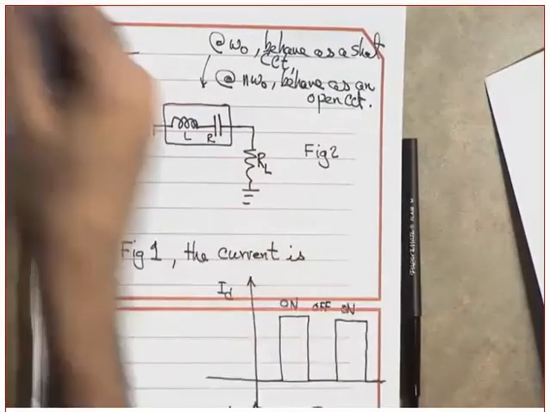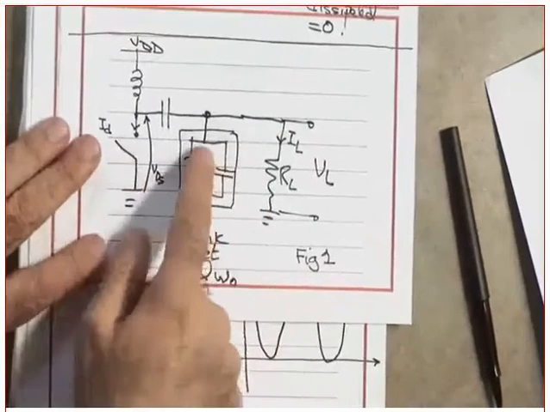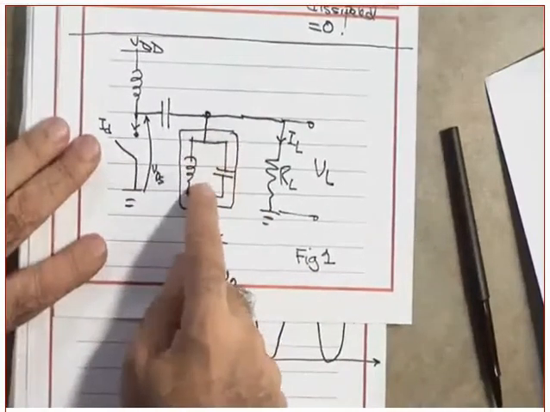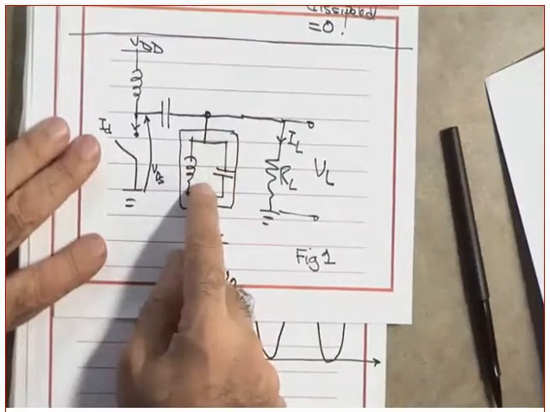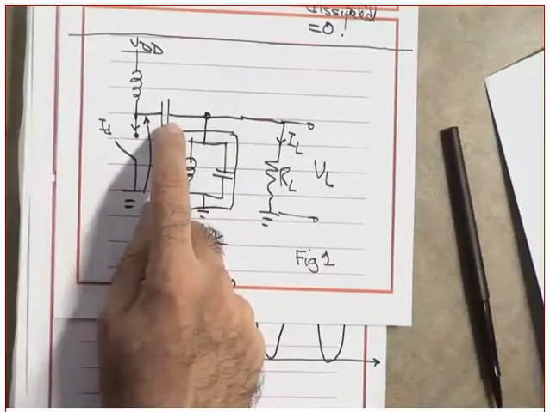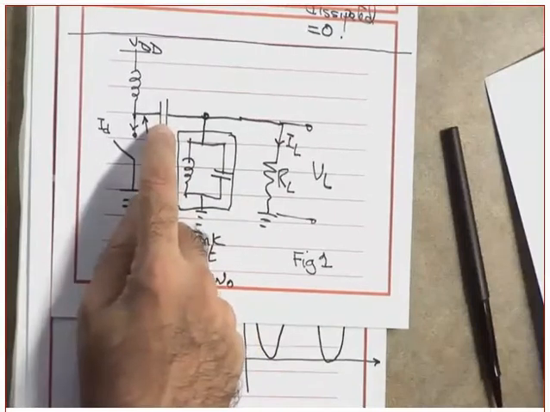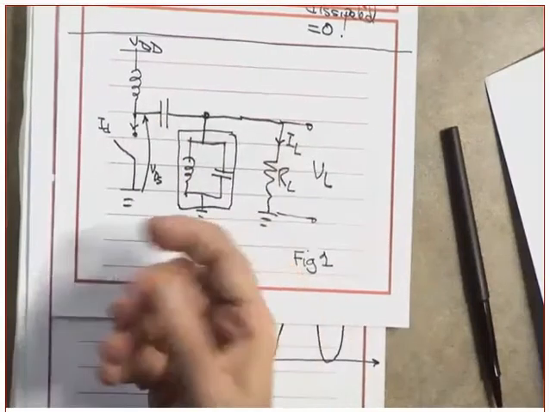Yes? How about this one? At the fundamental, how is this one behaving? Open circuit. This one is just a blocking of DC. Yes? Which means, as far as AC is concerned, does this one play a role? Yes or no?